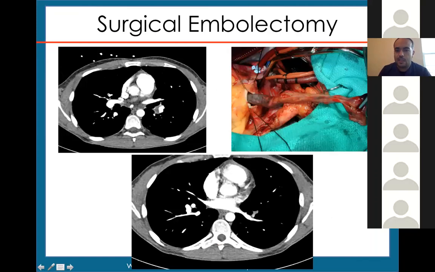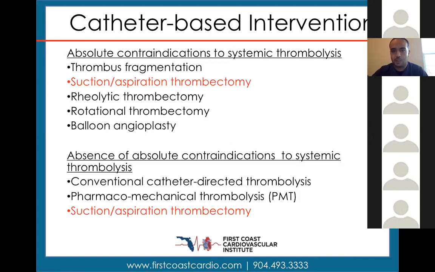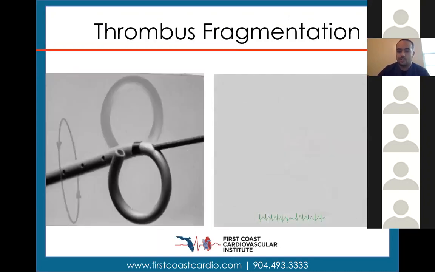Surgical embolectomy, this is an example of surgical embolectomy. This is a patient with massive PE who went to the OR, the good old days, open the chest, get the thrombus out. But we know that these patients are sick to start with, and these surgeries are associated with high mortality and morbidity. For catheter-based interventions, suction thrombectomy and aspiration thrombectomy is something we use at Orange Park. We can typically use it when there is absolute contraindication to systemic lytics, or even in the absence of absolute contraindication to systemic lytics.